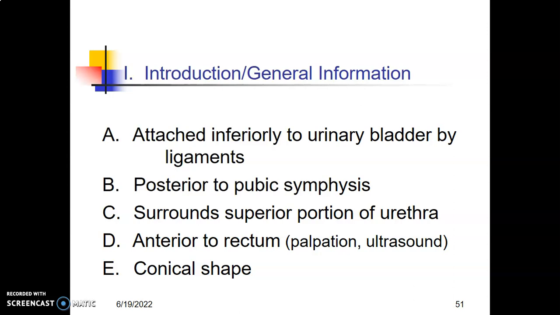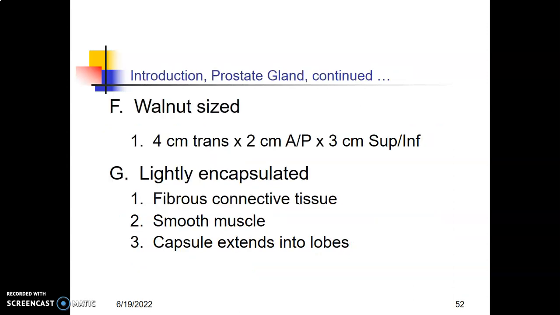So the prostate is a conical organ. It's located below the urinary bladder, posterior to the pubic symphysis, and anterior to the rectum. It's around the prostatic urethra. It's walnut size, measuring 4 by 3 centimeters, and it's encapsulated. You have fibrous tissue and smooth muscle within the gland. So the prostate gland is actually a highly fibromuscular gland. You have the glandular portion, which is compound tubular, but you also have a fibromuscular portion, so a lot of fibrous tissue and smooth muscle.